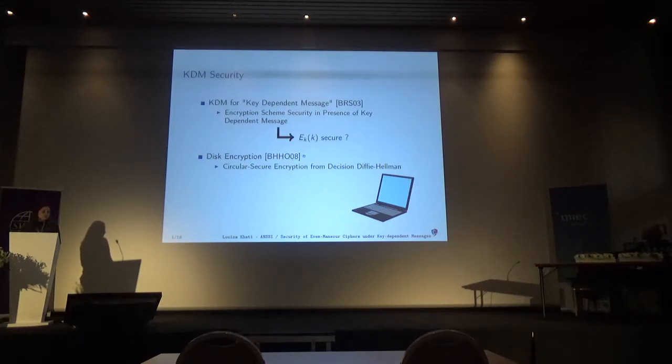Later in 2008, the paper Circular Encryption from Decision Diffie-Hellman gives some use cases, like disk encryption. When you want to encrypt your disk, there is some tool that will encrypt your disk at a low level. So if for different reasons the key ends up in the memory, it will be encrypted. So the question is, is it secure to have this kind of encryption?